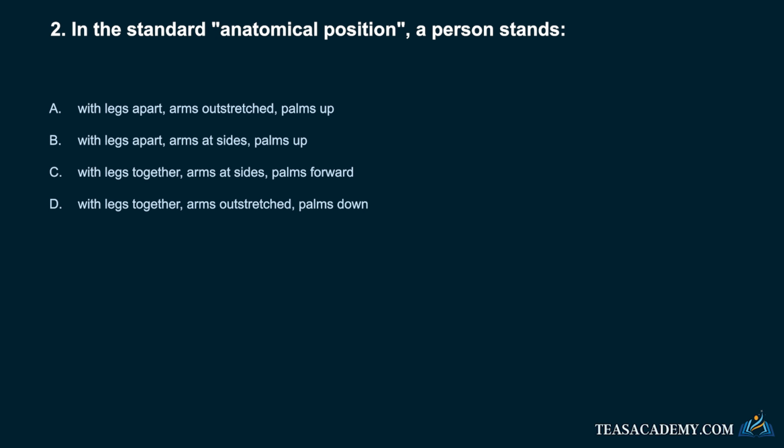2. In the standard anatomical position, a person stands. A. With legs apart, arms outstretched, palms up. B. With legs apart, arms at sides, palms up. C. With legs together, arms at sides, palms forward. D. With legs together, arms outstretched, palms down. Correct answer, C. With legs together, arms at sides, palms forward.